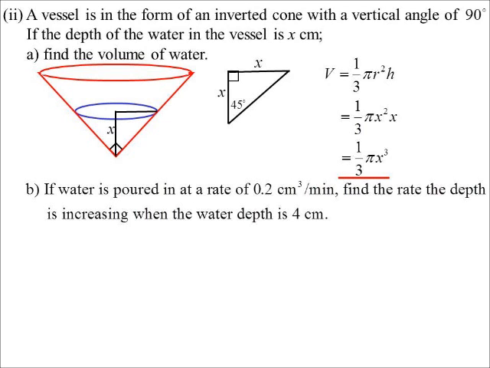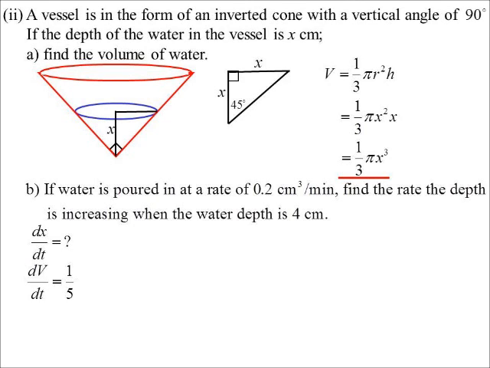All right, so we're going to pour water in at a constant rate. So we've got our jug of water or whatever it is, and we're just pouring it in at 0.2 centimetres cubed per minute. We want to know how fast the depth is increasing when the water depth gets to 4 centimetres. So we're trying to find dx/dt. Now, they've given me a rate. The rate they've given me is dV/dt, how volume's changing. It's increasing 0.2, so that's 1/5.